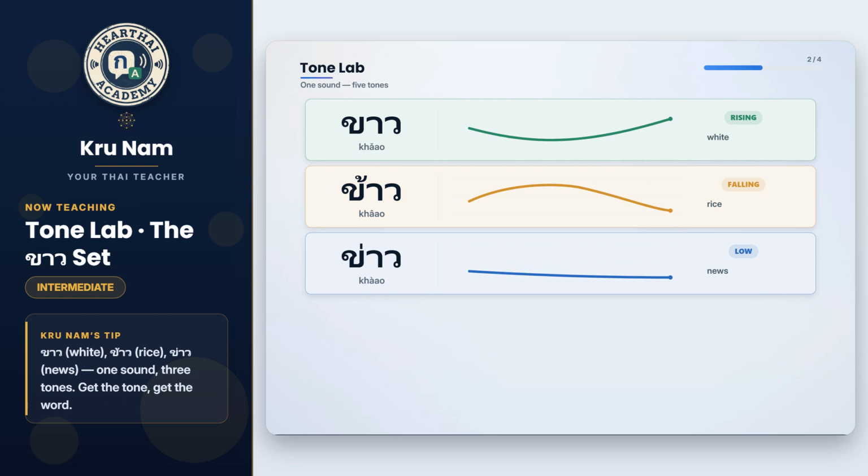Say them back to back with me. Khao, khao, khao. Up, down, then low. This is the exact kind of set that feels impossible on day 1 and completely natural a month in. And the only thing standing between those 2 days is drilling your ear, which is precisely what you're doing right now.